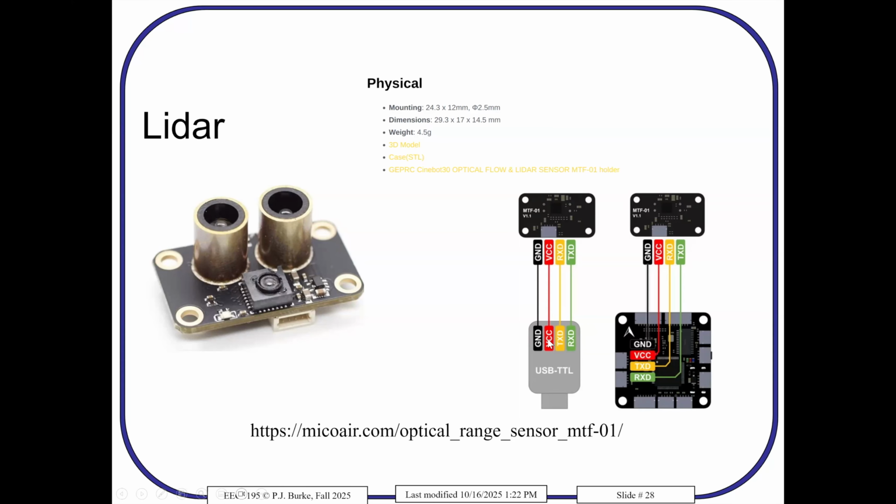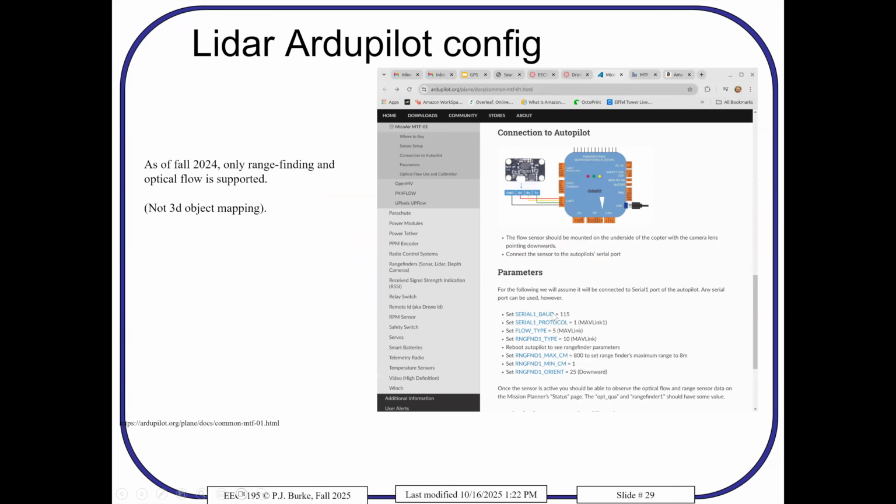Here you go. TX, RX, VCC, ground. So all you need to do is buy it, find a spare UART, plug it into the UART port, which you have one spare UART, and then tell ArduPilot the baud rate, the protocol, what kind of signal it uses, and which UART you chose. And then ArduPilot will integrate the LiDAR into its position estimate.